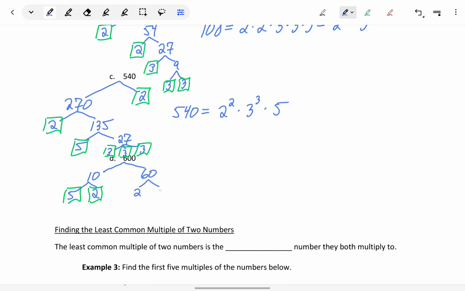60 is divisible by 2, which would give us 2 times 30. And then we would have to continue breaking 30 down. We could break that into 15 times 2. And then 15 would break into 5 times 3. Looking at the ends of each of those branches, we would get 600 is equal to 2 to the third power times 3 times 5 squared.